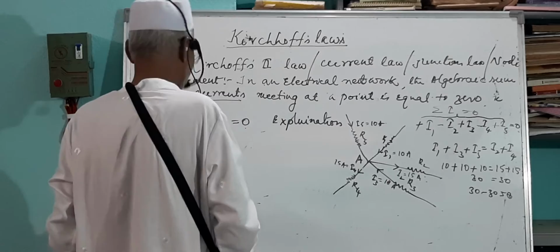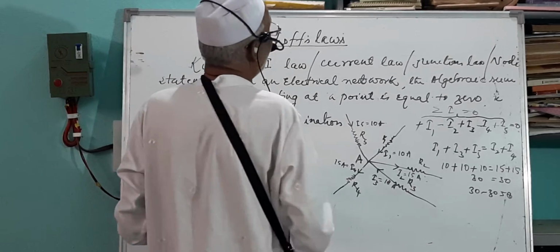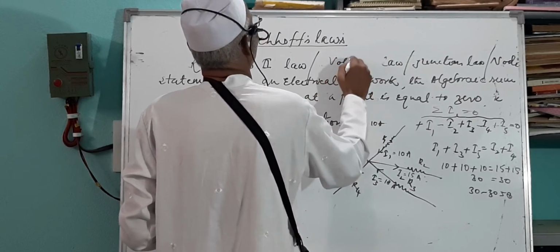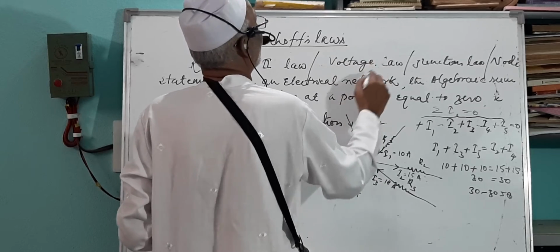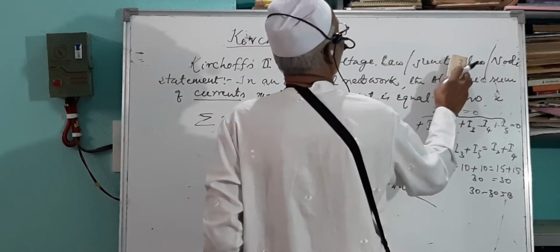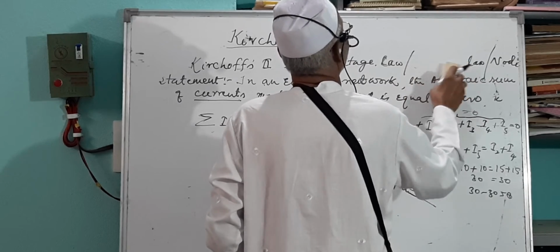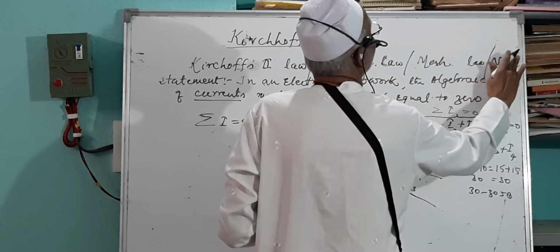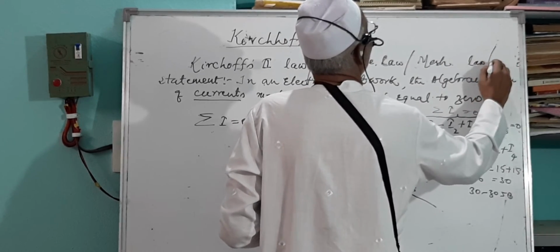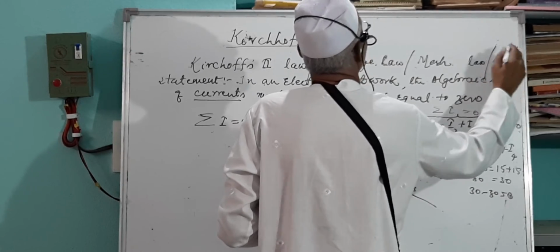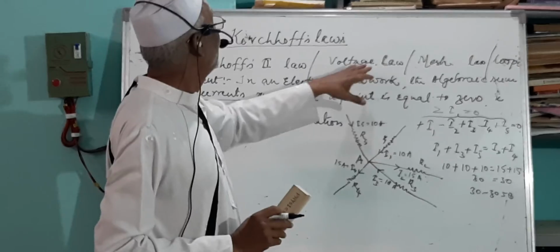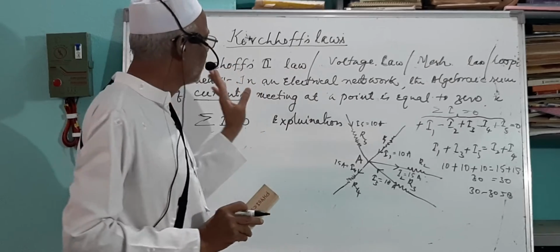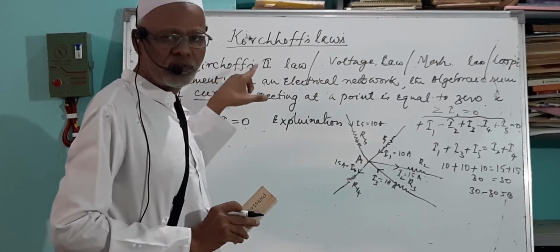Kirchhoff's second law is also known as the voltage law. Instead of calling it the junction law, we call it the mesh law. These are the alternate names, and this is also the loop law. So the voltage law is nothing but Kirchhoff's second law, the mesh law is nothing but Kirchhoff's second law, and the loop law is also Kirchhoff's second law.